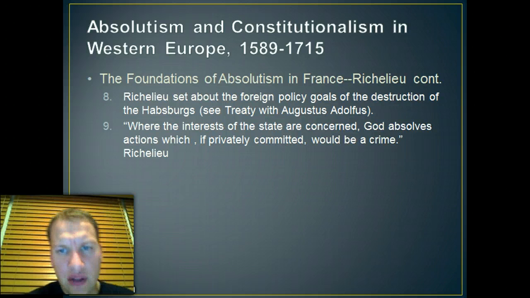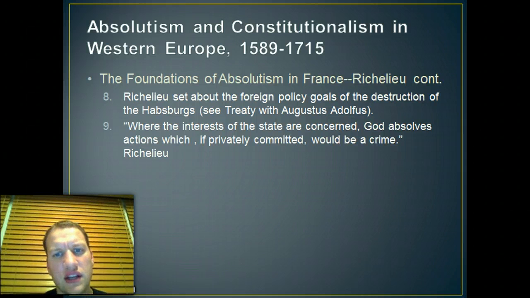Richelieu also said about foreign policy, the destruction of the Habsburgs. For the Bourbons, the Habsburgs are the greatest threat. So if the goal is to make the Bourbon dynasty one of the strongest dynasties in Europe, you certainly have to look at their neighbors, the Habsburgs, who, since Charles V, had been the most powerful monarchy in Europe. And so he wants to find a way to use his foreign policy to weaken the Habsburgs.